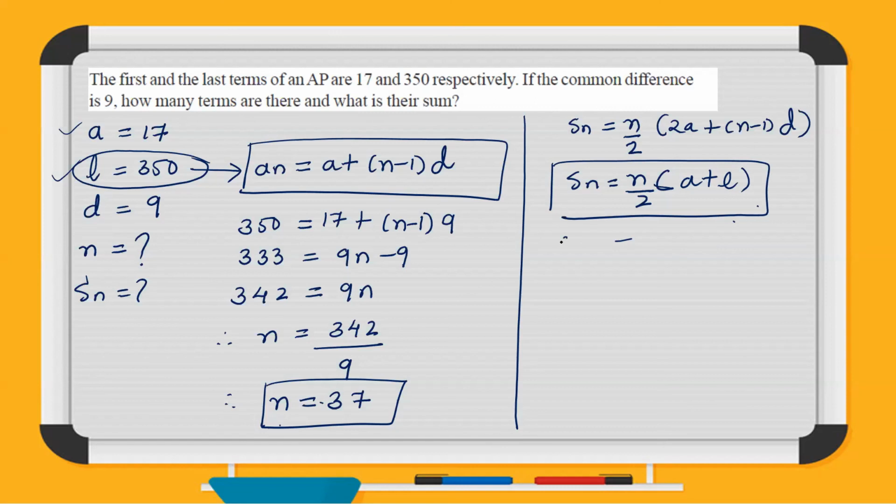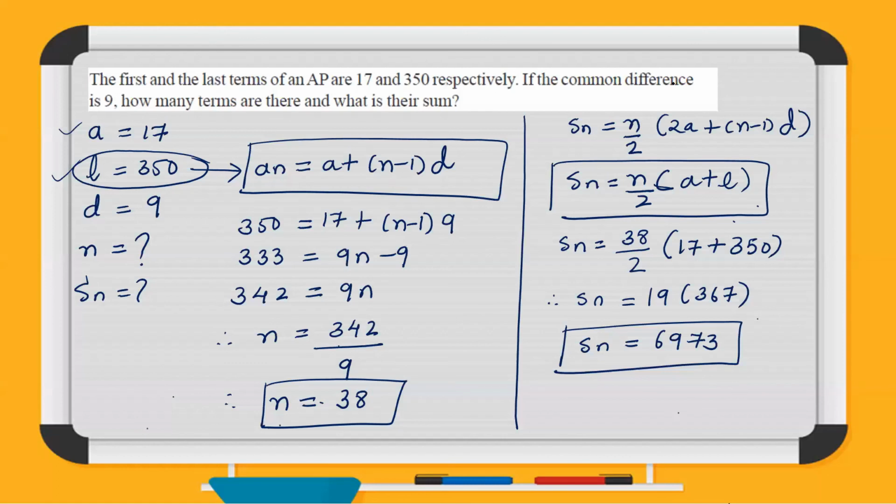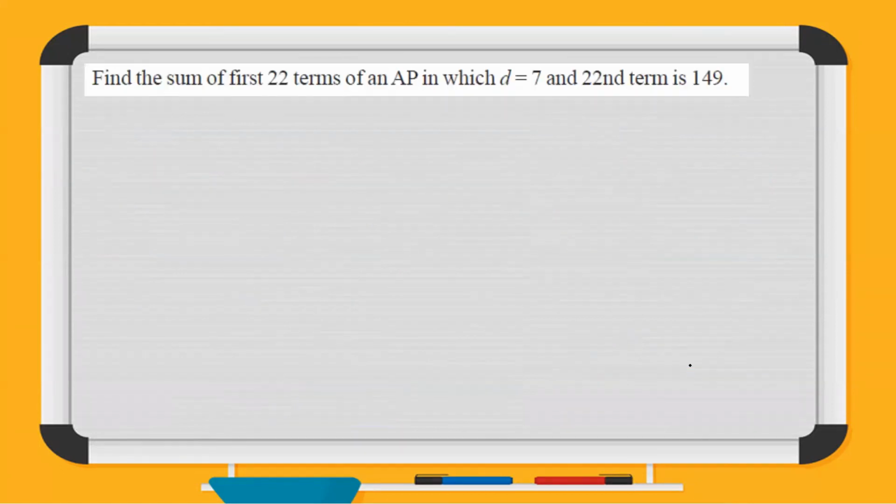So Sn, put in the formula. n is 38 upon 2 in bracket 17 plus 350. Let us calculate this. So hence the sum of first 38 terms that we get is 6973. n was 38, because dividing 342 by 9 we get 38, and then putting it in the formula for sum of first n terms we get 6973 as the answer.